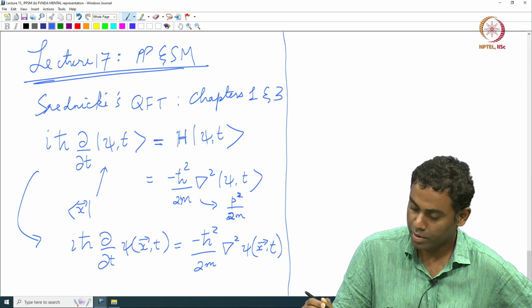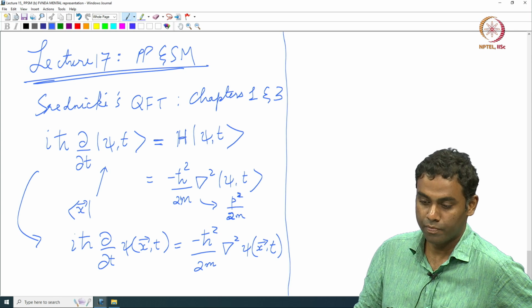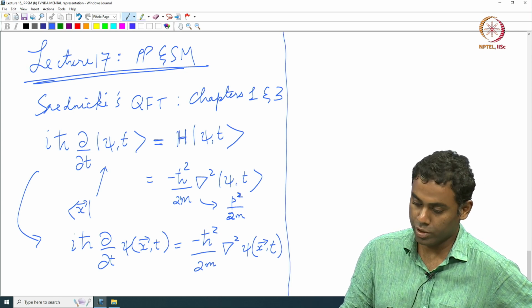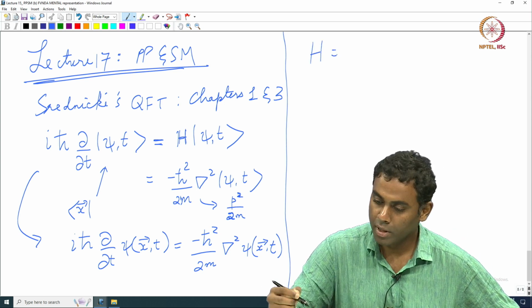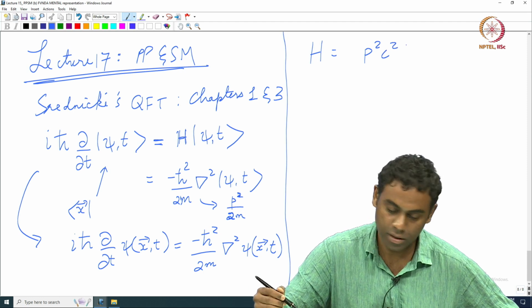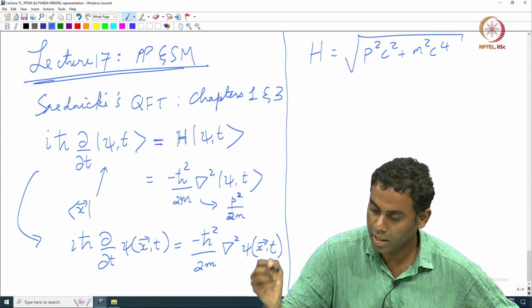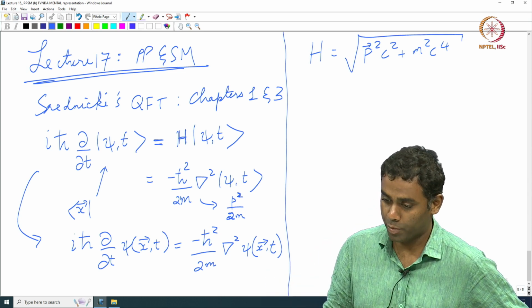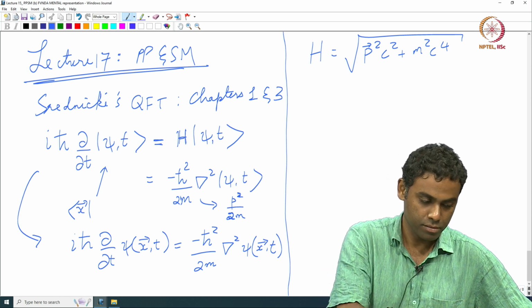So, what would I do if I wanted a relativistic equation for quantum mechanics? What is the first thing I would try to do? Instead of using p square over 2m as the Hamiltonian, I would try to use basically p square c square plus m square c power 4, correct, under a square root. I will try to use this as a Hamiltonian, agreed, where p is still an operator, right, because I want the Hamiltonian to be an operator, correct.